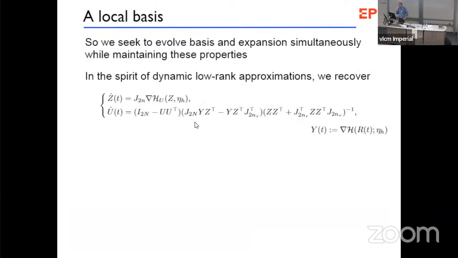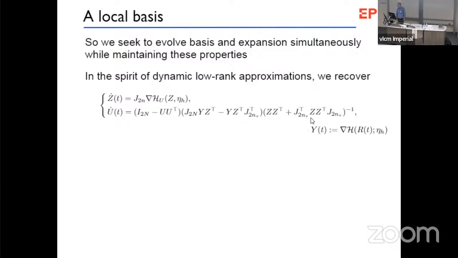Now, if you go through the machinery of trying to derive what that looks like, you get an equation for the set, which is the Hamiltonian equation. That's what you would expect. It's the Hamiltonian problem we're trying to solve. And then you get an equation for U, which is a much more complicated equation, because it doesn't only evolve, it has to evolve in a very constrained way. So trust me, it looks like this.